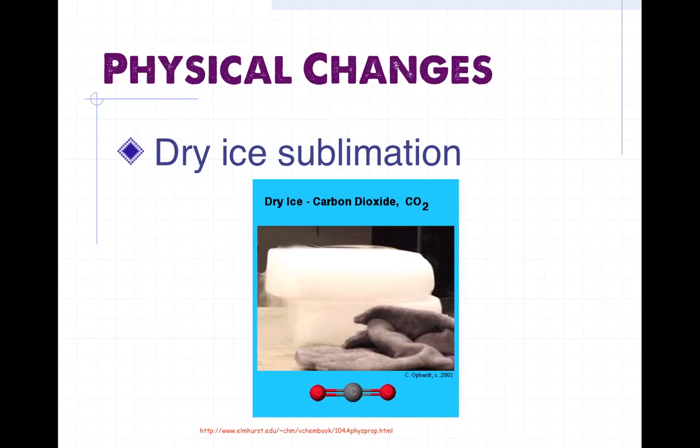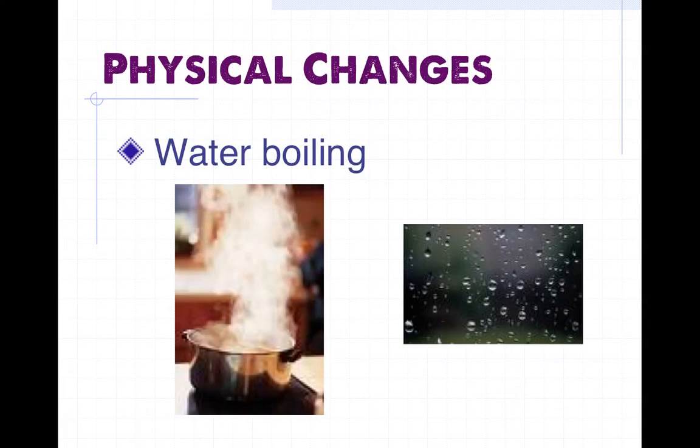So dry ice sublimation. Remember that sublimation is going directly from a solid to a gas. So dry ice, changing a phase, that is a physical change. It starts out as carbon dioxide and it ends as carbon dioxide, so it is a physical change. Water boiling, same thing. It starts off as water and ends up as steam, which is still H2O. So it never changes its chemical composition, so it is a physical change.